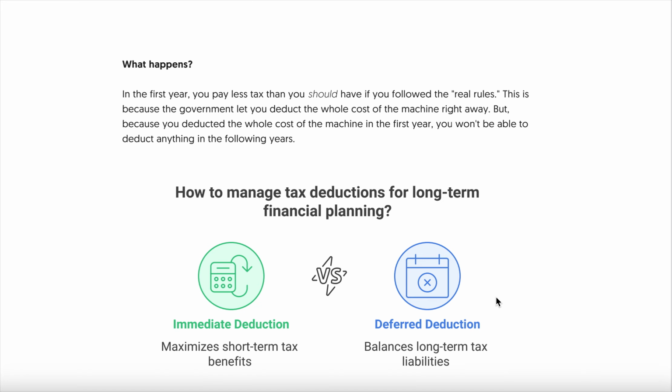Capital allowances is, once again, a prominent part in TC and BPT exams, professional level. So in this case, they're simply saying that the machine can be deducted right away, all of it. But because you deducted the whole cost of the machine in the first year, you won't be able to deduct anything in the following years.